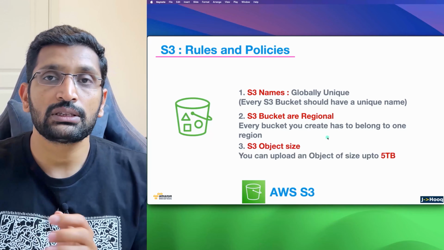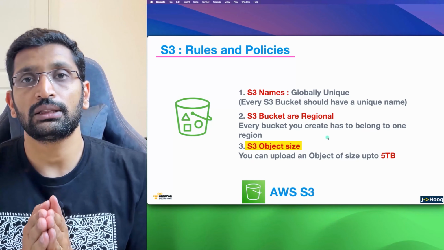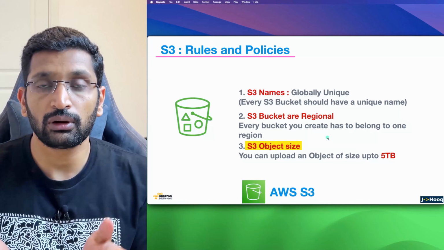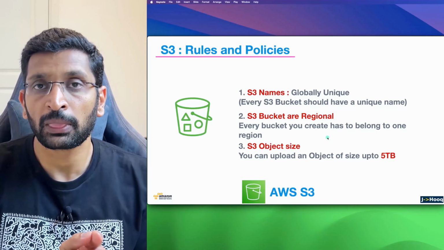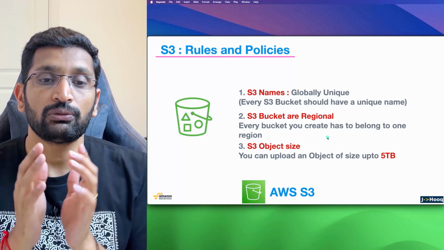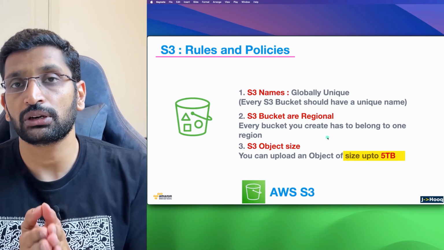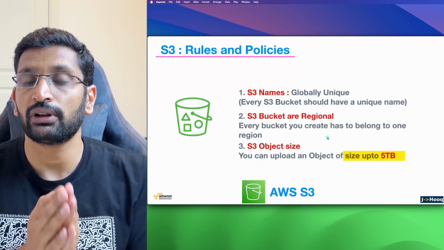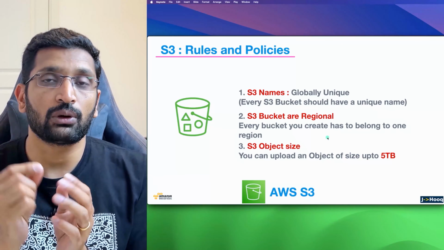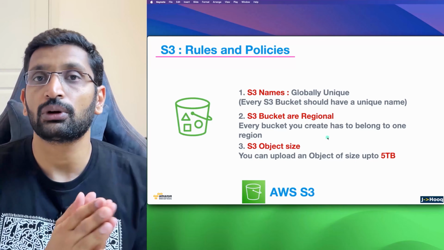And the third one is the object size. As I told you before, whenever you work with S3, you can store or upload any kind of file, which is called an object, to an S3 bucket. And the size of a single object can be up to 5 terabytes. So you can upload a file or an object up to a size of 5 terabytes onto your S3 bucket, and that's a single object I'm talking about. And you can have multiple such large objects in your S3 bucket.